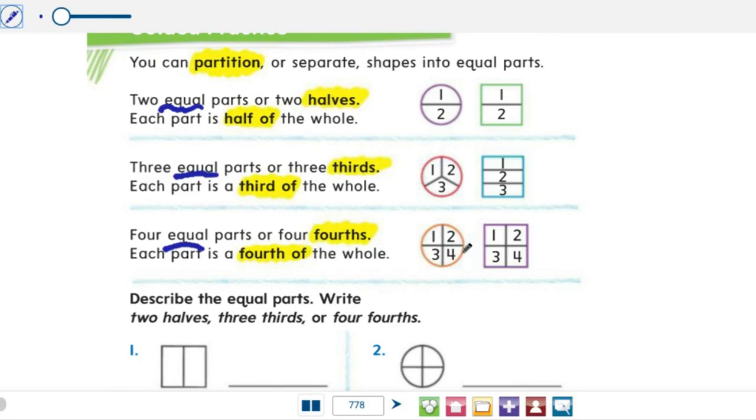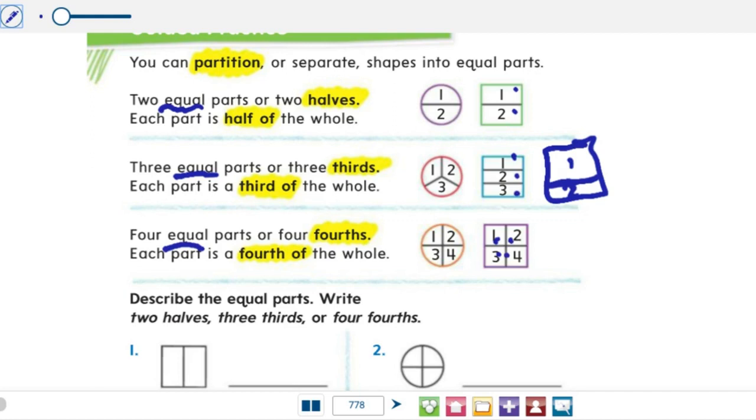And the reason I keep talking to you about equal parts is because when we are talking about halves or thirds or fourths, we have to do equal. All right. If I have a shape like this, it's kind of like a square, and I cut it in here, I have parts 1 and 2. However, they're not equal. So these are not halves. So we have to be really careful when we are doing it to make sure that we've got two equal parts, or three equal parts, or four equal parts, to make sure that these are halves, thirds, and fourths.